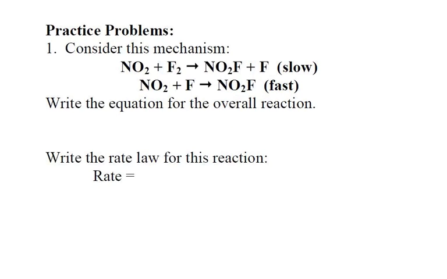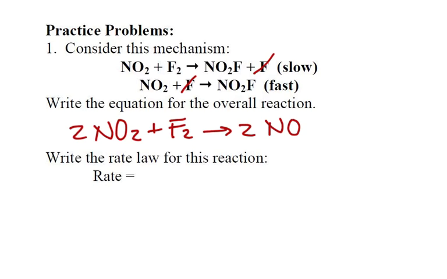So let's practice a little bit. Consider this mechanism, and we've seen this one a moment ago. Write the equation for the overall reaction. All we have to do is cross those two out, those are our intermediates. And so it's 2NO2 plus F2 turns into 2NO2F.